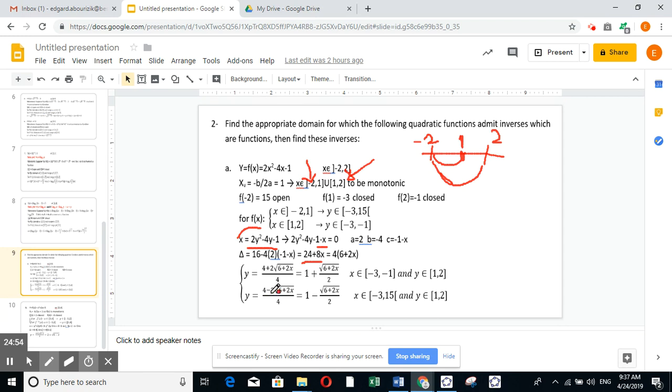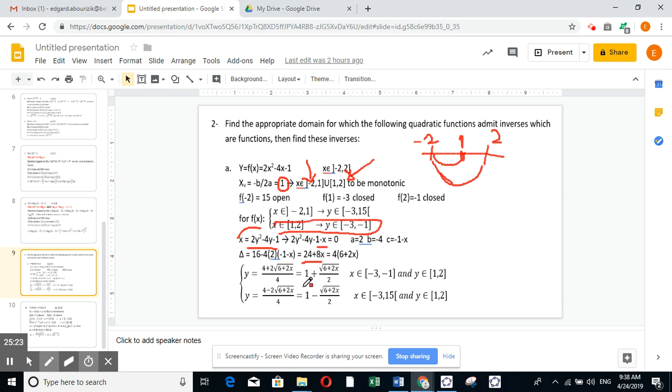And then 1 plus, and 1 minus. Now we simplify 4 over 4. What do you get? The vertex is what you get here. It will be 1 plus root of 6 plus 2x, over 2. And the other one, 1 minus root of 6 plus 2x, over 2. How do we know the domain of each one? Here it's bigger than 1, to the right, from 1 till 2. From 1 till 2, it will be which one? This one.